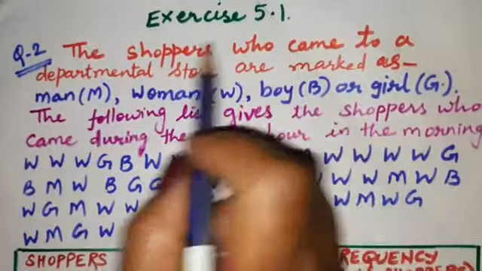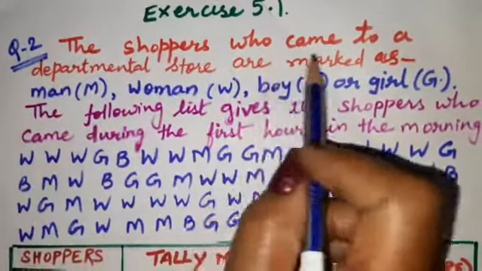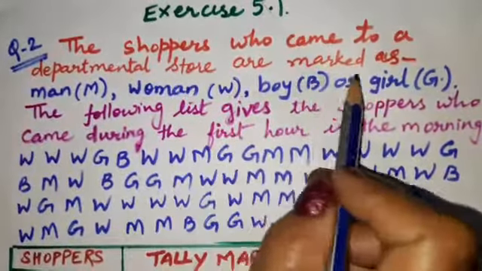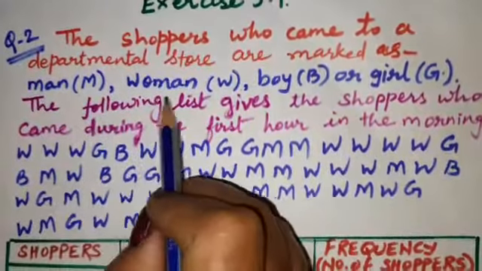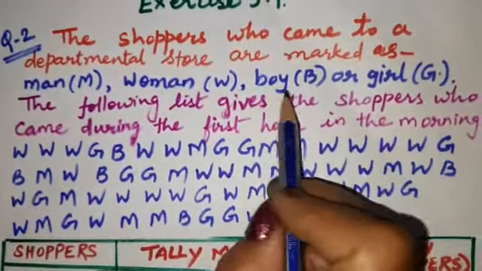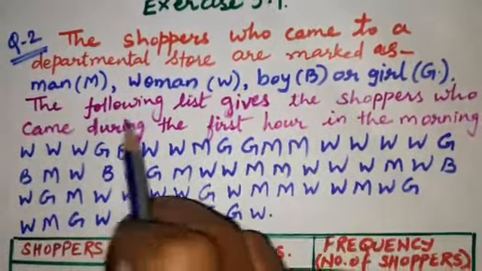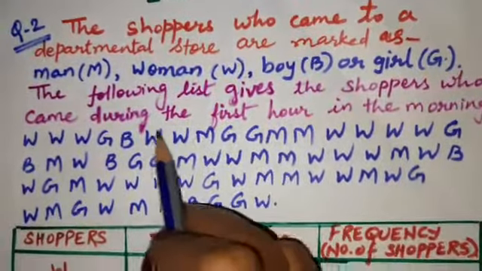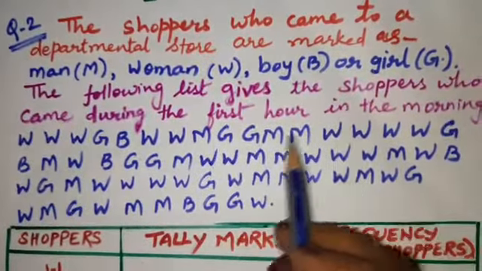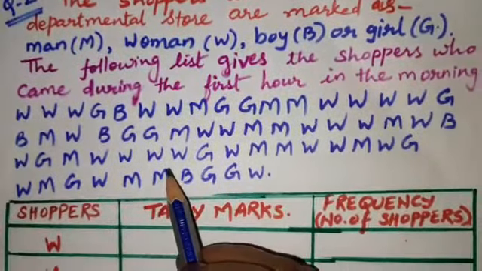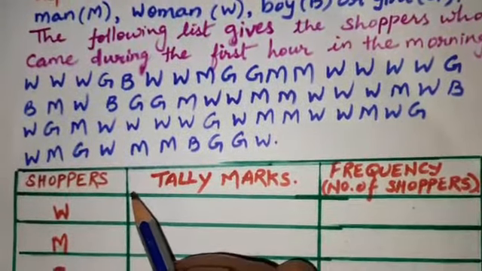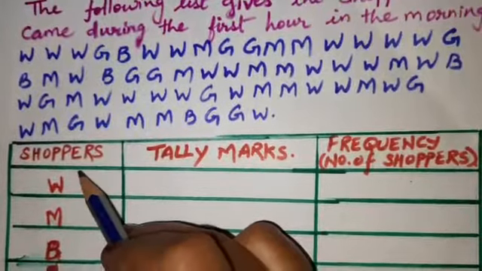Exercise 5.1, question number 2. The shoppers who came to a departmental store are marked as M for man, W for woman, B for boy, or G for girl. The following list gives the shoppers who came during the first hour in the morning. So this list is given. We have to arrange this in a frequency distribution table. So let us make the table.